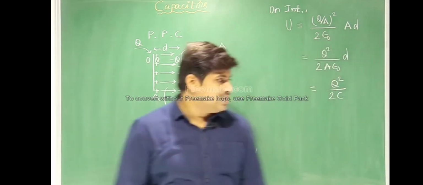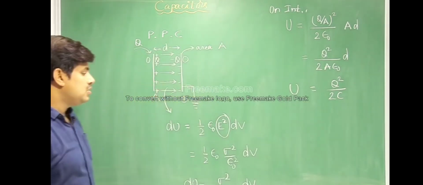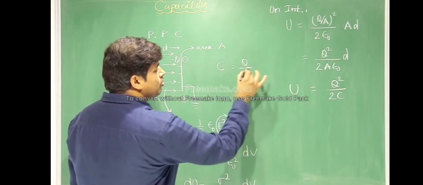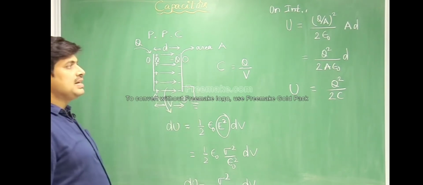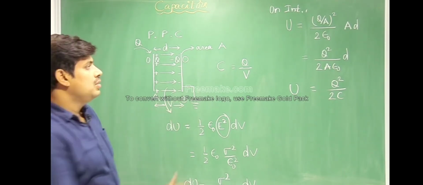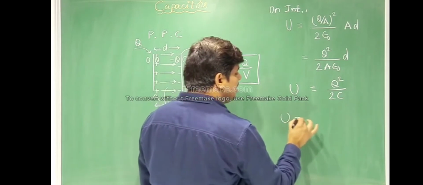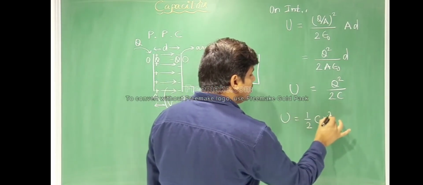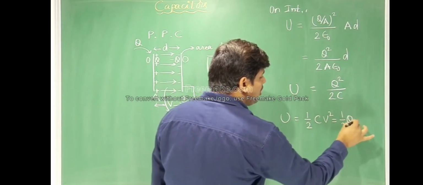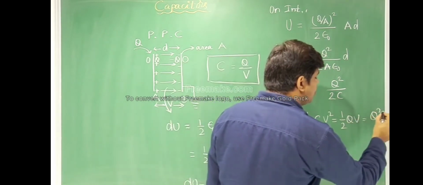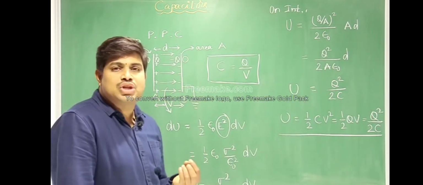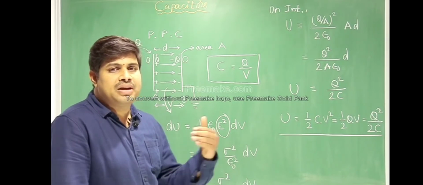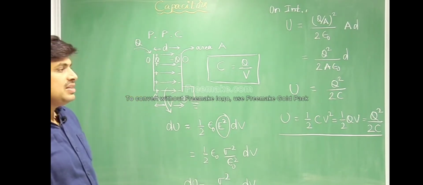Students, this Q square by 2C can also be written differently, because we have C equal to Q by V, where V is the potential difference between the two plates. Using this formula, we are able to write this potential energy as half CV square, which is equal to half QV, which is equal to Q square upon 2C. These are said to be the various versions of electrostatic potential energy stored between the plates of the parallel plate capacitor. So in the previous lecture, I have discussed this.